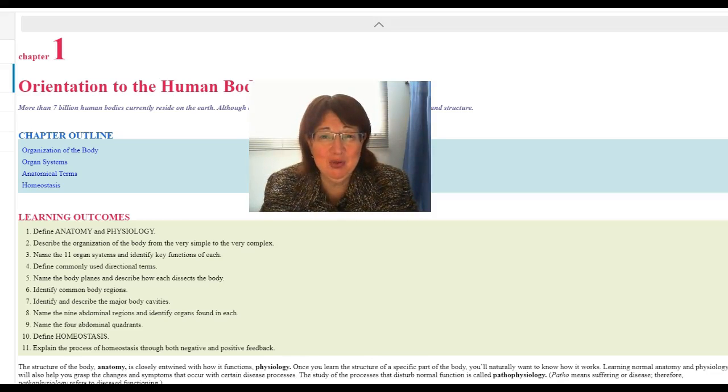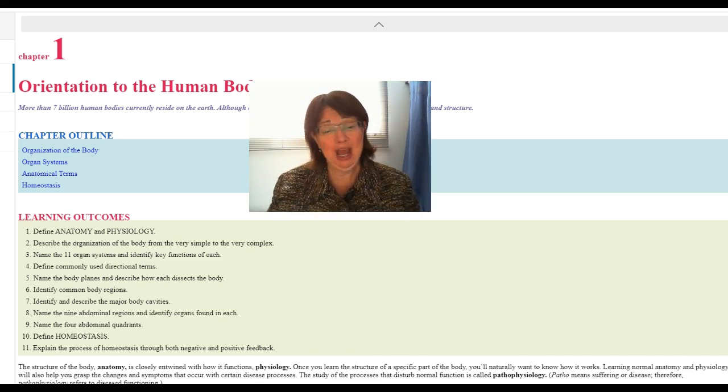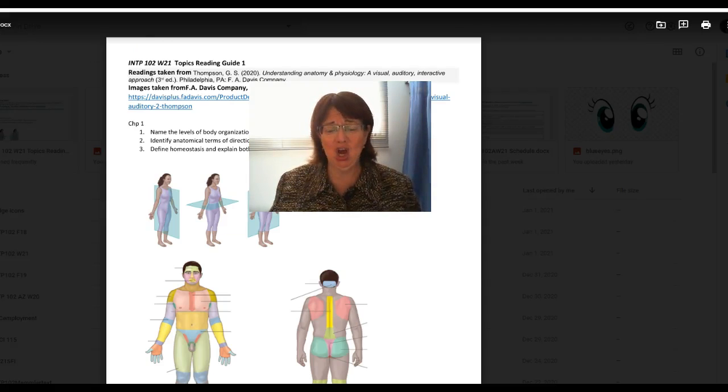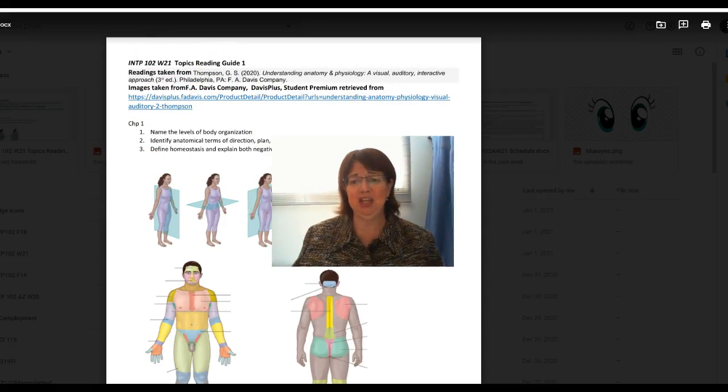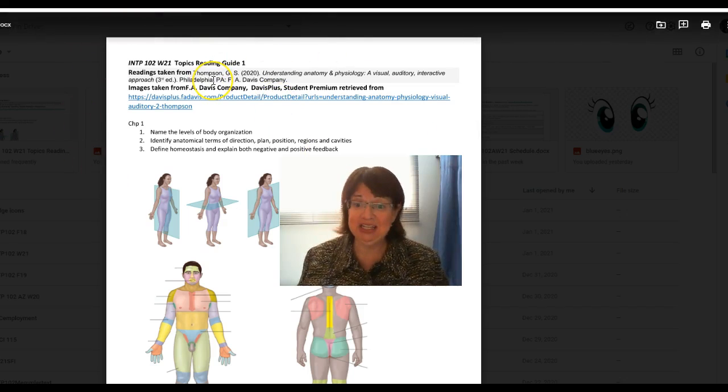Hello and welcome to Chapter 1 of Anatomy and Physiology, Organization of the Human Body. Before we get started, it would be helpful if you have your textbook handy, so this way we can read it together. And also if you have the reading guide. Now, reading guides can be found on the left-hand toolbar under Reading Guides.